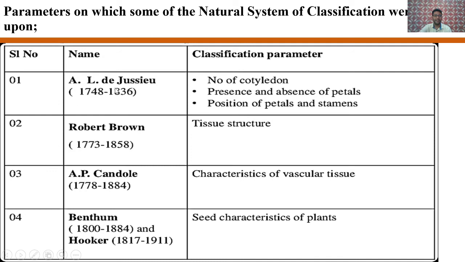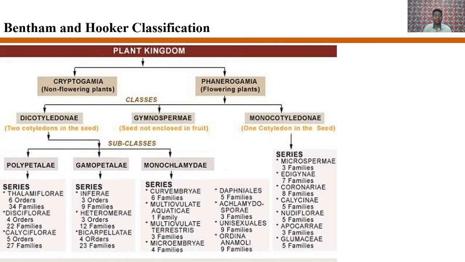For example, Jussieu classified the plants on the basis of number of cotyledons, presence and absence of petals, and the position of petals and stamens. Similarly, we have Bentham and Hooker classification, which is an important classification followed still in various herbaria. The classification was based on the seed characteristics of plants. This slide shows the Bentham and Hooker classification.